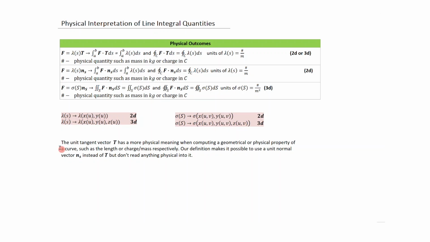All right, just a general reminder then that the unit tangent vector t has more physical meaning when computing a geometrical physical property of a curve, such as the length or charge mass respectively. So our definition in terms of how we laid things out here makes it possible to use a normal unit vector n_s instead of t, but don't read anything physical into it.